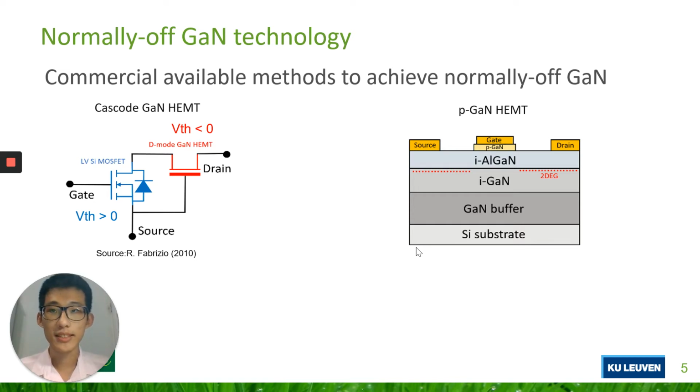The other method is adding a P-GaN layer on the gate region so that the conduction band is raised and the two-dimensional electron gas channel is blocked under zero bias. And a positive voltage is required to turn it on again to reach enhancement mode of operation.